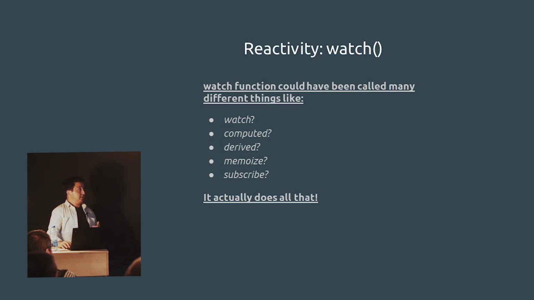So the probably most complicated thing to explain will be watch, the reactivity function. Because this function can do a lot of different things. It could be called watch, computed, derive, memoize, subscribe. Because it actually does everything it says there.